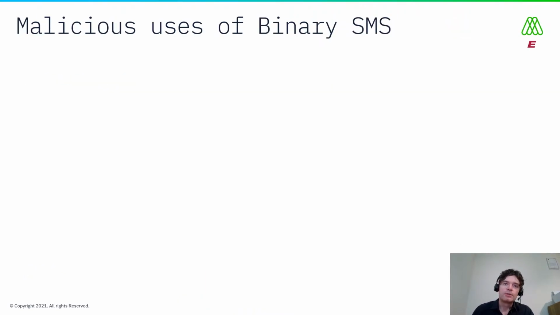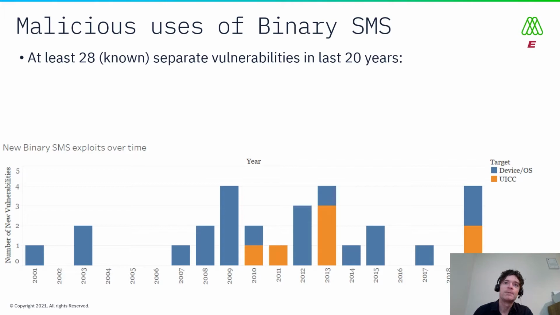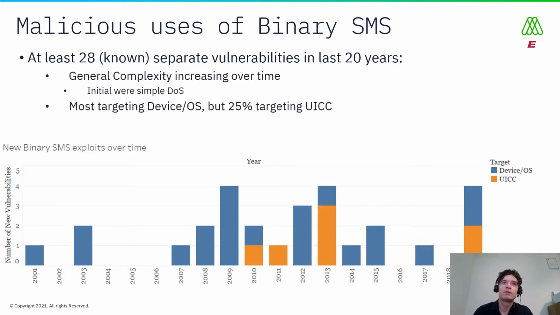So those are the traditional good uses of binary SMS, but it's very fair to say that binary SMS has also been misused over the last 20 years. Some people will be surprised by how often it is misused and how often new vulnerabilities actually arise. In the last 20 years, there have been at least 28 known separate vulnerabilities, and they occur fairly regularly over time. One interesting thing when we investigated this is that the general complexity of these attacks or vulnerabilities has been increasing over time.